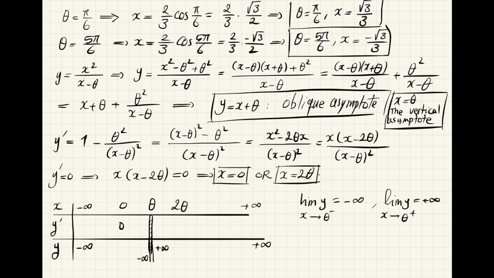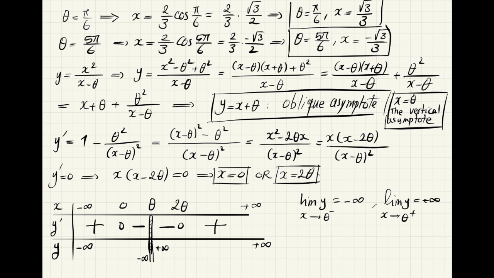At these 2 points, the derivative is 0, but it is very easy. Just look here. The denominator of the derivative is positive, so this is my derivative. If x is bigger than 2 theta, then definitely the derivative is positive. And if x is smaller than 0, this factor is smaller than 0, so it becomes positive again. But you will get a negative value for the derivative between 0 and 2 theta.